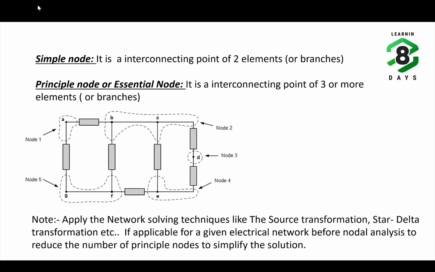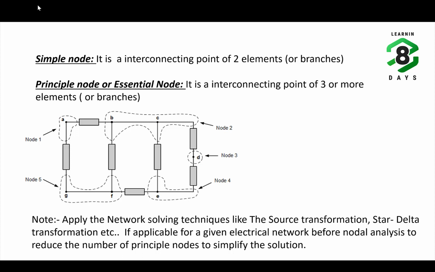Next we'll see the simple node. A simple node is an interconnecting point of two elements or two branches. A principal node, or essential node, is an interconnecting point of three or more elements or branches.